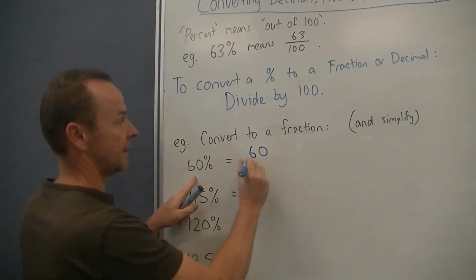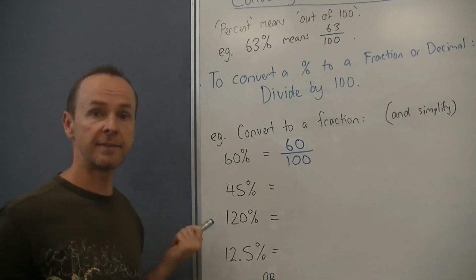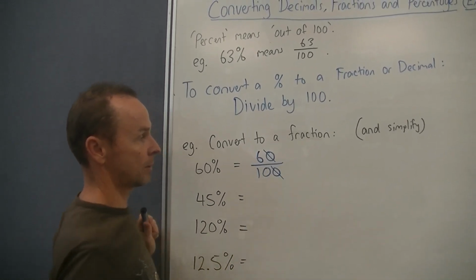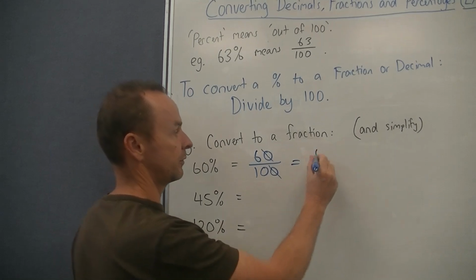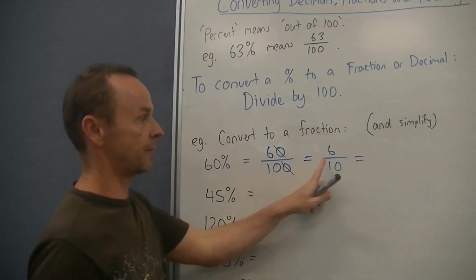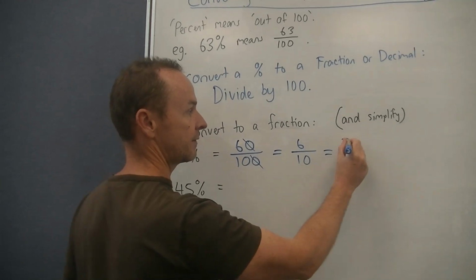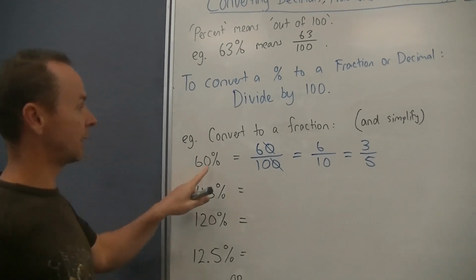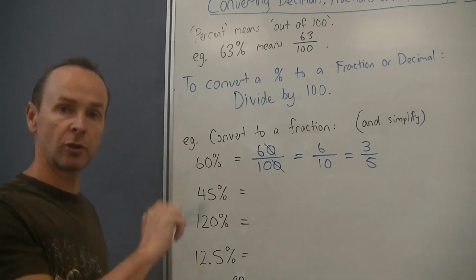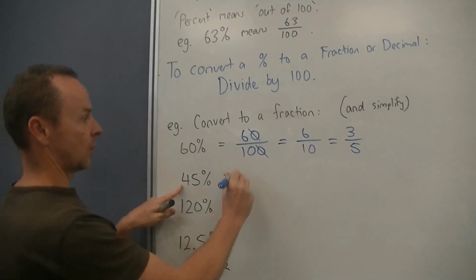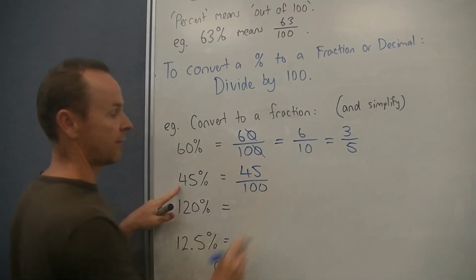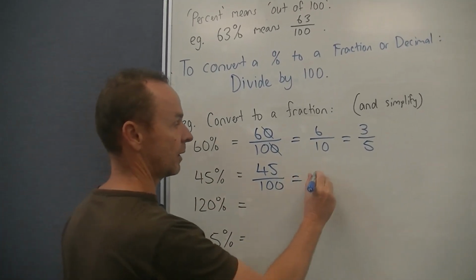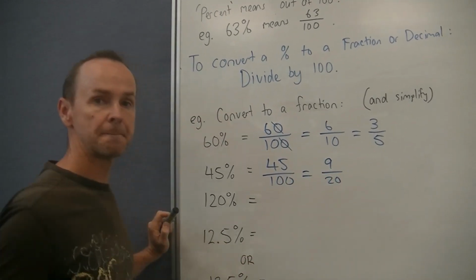So 60% means 60 out of 100, and that's the answer, but of course we can simplify. So remember simplifying, you divide top and bottom by the same thing, so I chop a 0 off, so it equals 6 over 10. And we can still simplify that because 2 goes into both. So we divide 6 by 2 and we get 3, 10 divided by 2 and we get 3/5. So remember to convert a percentage to a fraction, divide by 100 by making it over 100. So next one, 45% means 45 over 100. That's done, but we need to simplify. 5 goes into both, so if you know your times tables, it's 9 over 20.